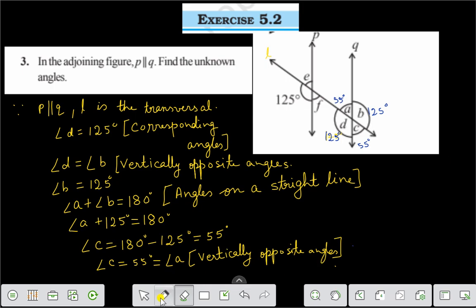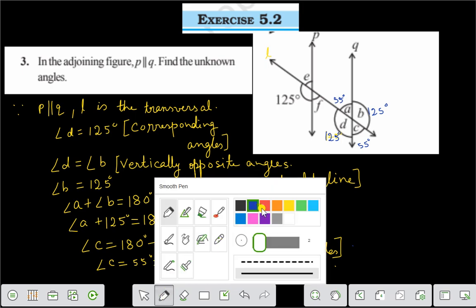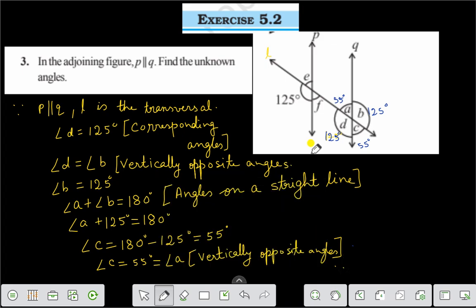Right? Now, let us find. Now, here you see that angle A is equal to angle E, and that is equal to 55 degrees. Why? Because angle A and angle E are corresponding angles. The reason is corresponding angles.